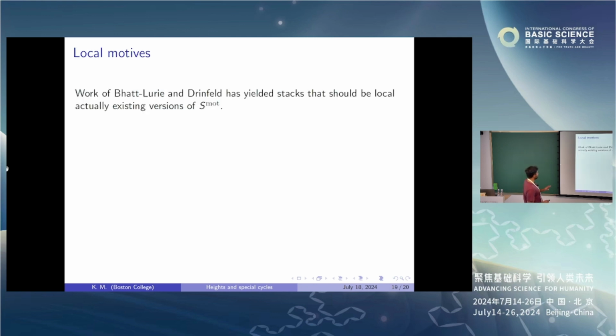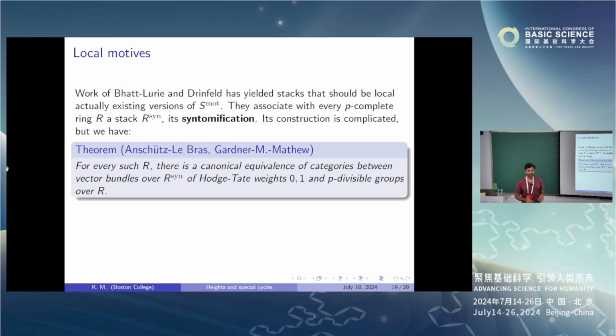Maybe I'll tell you why, go to one more slide, and then I'll finish with this. The reason this is a reasonable slogan to have is that there are local versions of this stack of motives. There's a construction that, for every p-adic ring, lets you associate a stack called the syntonification. It's a complicated thing, but one fact about it is the canonical equivalence of categories between vector bundles on this stack satisfying certain conditions and p-divisible groups.